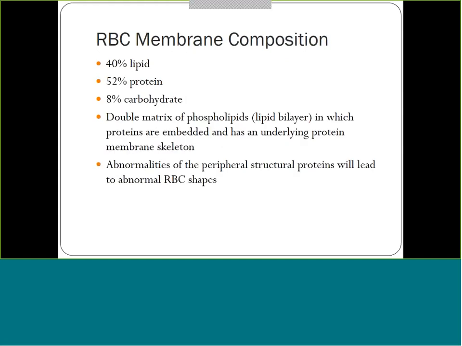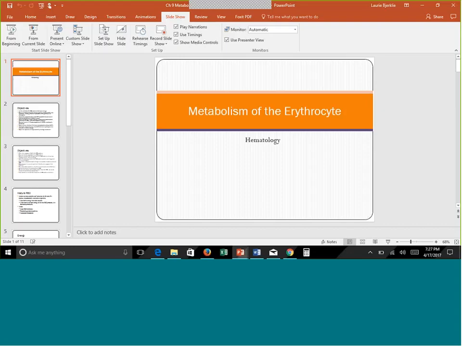All right, but overall, your red cell membrane is what we call a lipid bilayer. It's made up of 40% phospholipids and 52% protein. So it's that double lipid bilayer, and then proteins are embedded into that, and then there's a little bit of carbohydrates mixed in. That is it for metabolism of the erythrocyte. That is a really complicated chapter, and what we have basically done is whittle it down to the essentials, the things that I really need you to know. And those are just the pieces that allow these cells to function and keep going.